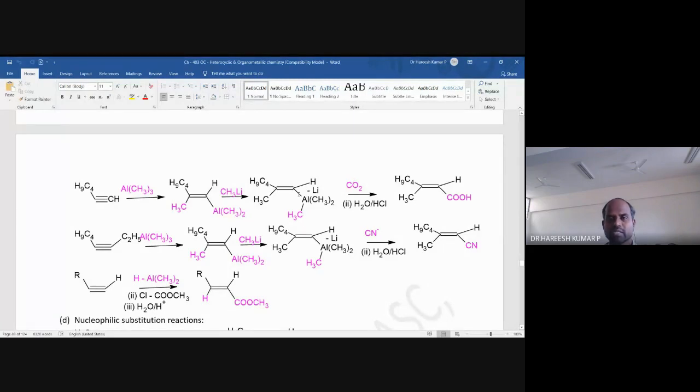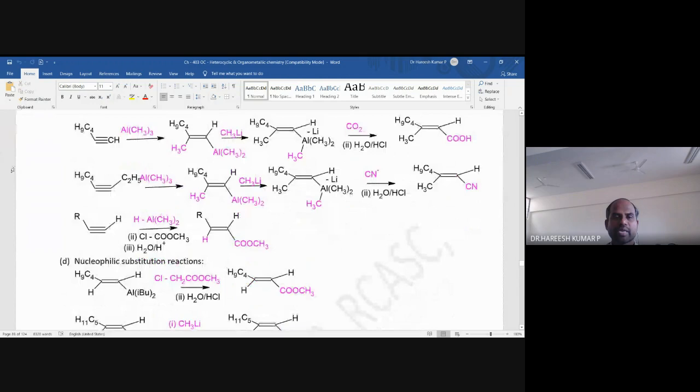So that means there is a new bond formation. That means there will be a new bond formation like this, and this will go out as a byproduct. So that is how a carboxylic acid is obtained with the retention of configuration. Here I am taking one more example of a similar kind.